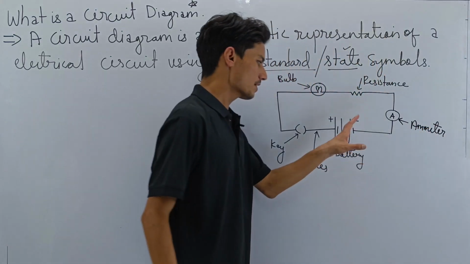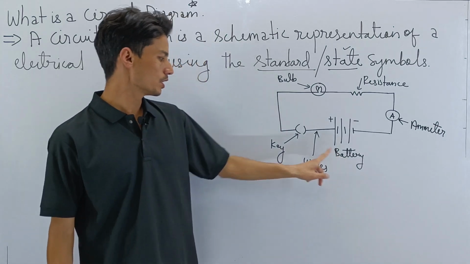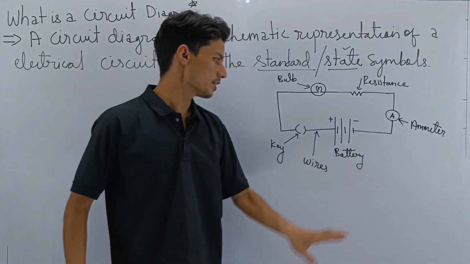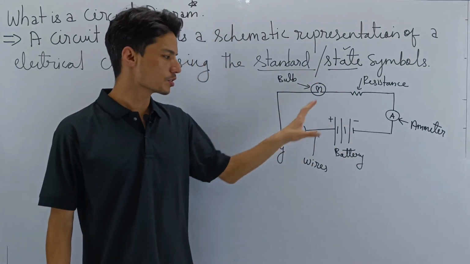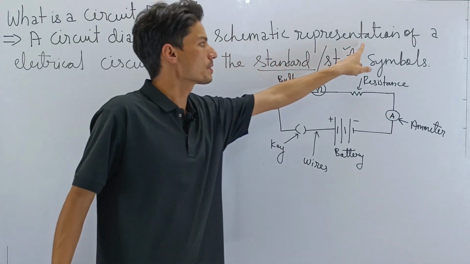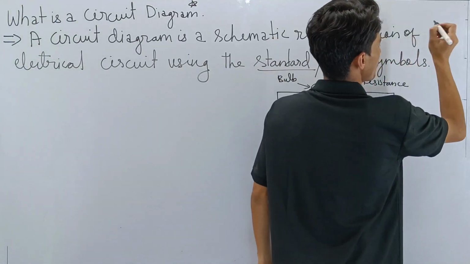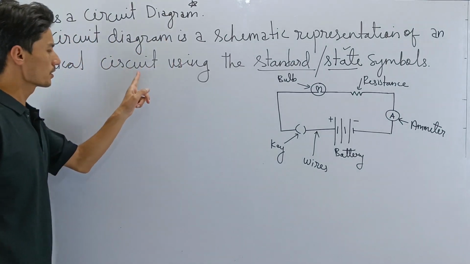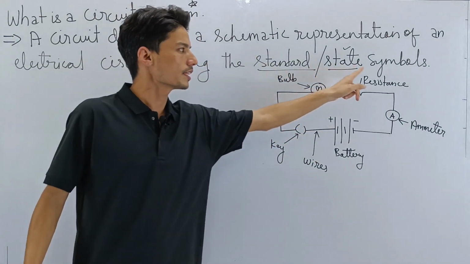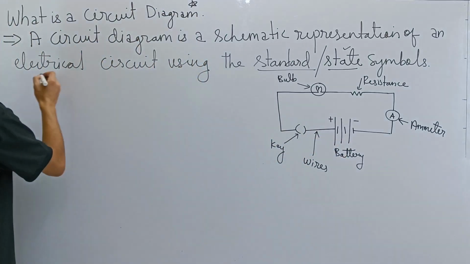So in this simple circuit diagram, how many state symbols have I used? 1, 2, 3, 4, 5. This is how you draw what is called a circuit diagram. A circuit diagram is a schematic representation of an electrical circuit, grammar should be correct, of an electrical circuit. So this is an electrical circuit using the standard state symbols. Okay, got it?